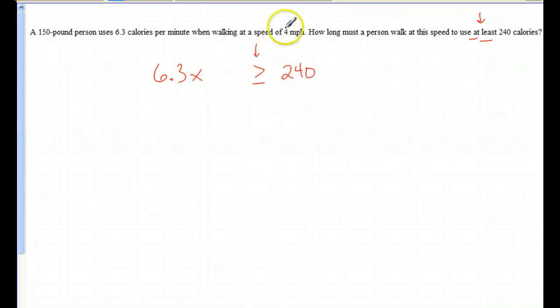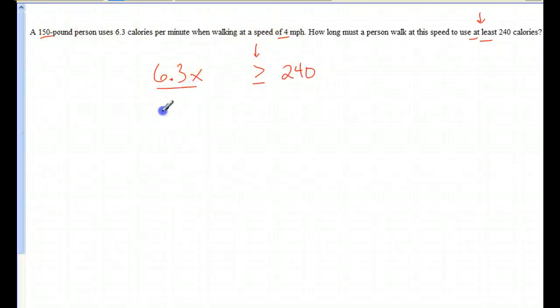Alright, notice the 4 miles an hour, that's not being put in here. This 150 and the 4 is where the 6.3 is coming from. I'm not dividing or anything. I'm just saying that for a 150-pound person walking at this speed, they're burning this many calories per minute on average. So that's where this number is coming from. That's why you're not using these numbers.